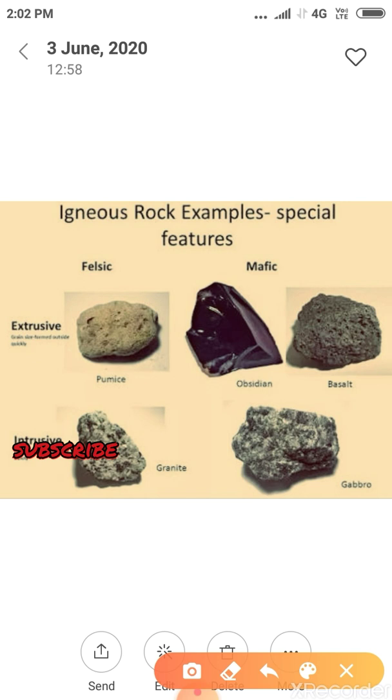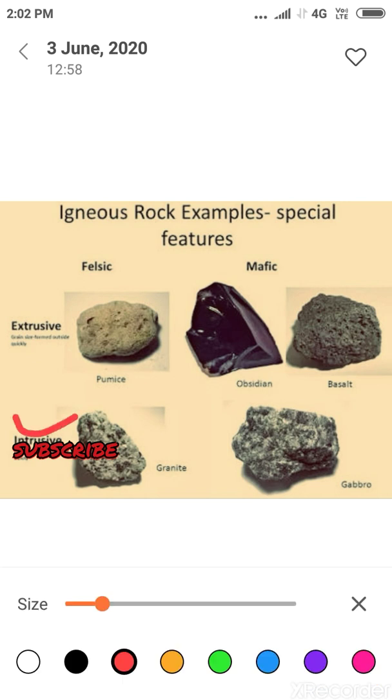This one is the intrusive rock. When the molten magma cools down deep inside the earth's crust, giving formation of solid rocks, they are called intrusive igneous rock. Since they cool down slowly, they form large grains. For example, granite. Grinding stones used to prepare a paste or powder of spices are made up of granite.